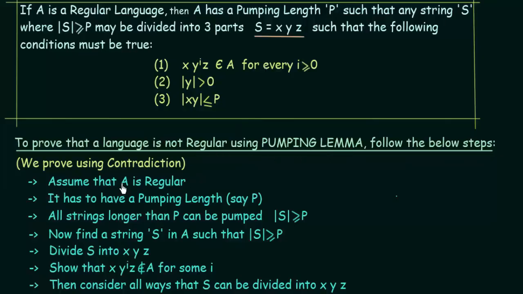In order to prove a language is not regular using pumping lemma, the following steps are to be followed. First of all, we assume that A is regular, the language which is given. And if A is regular, then it has to have a pumping length which we will call p, such that all strings longer than p can be pumped. After that, we will take a string s such that its length is greater than or equal to p, and we will divide it into three parts x, y and z. So let us do that.